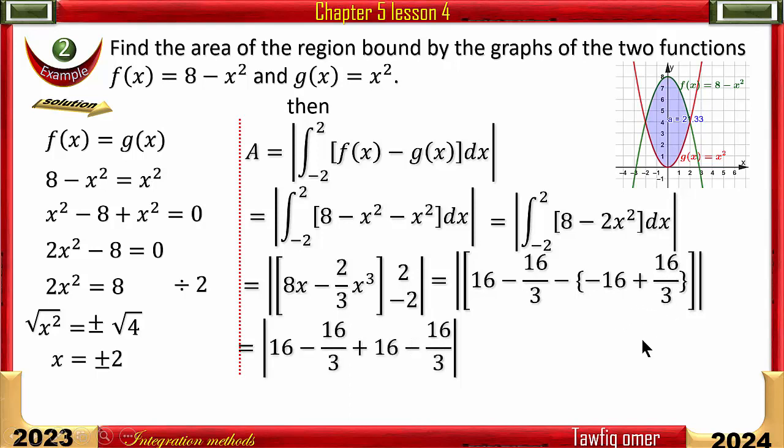And simplifying this, it becomes 64 over 3. This is the area between these two graphs.